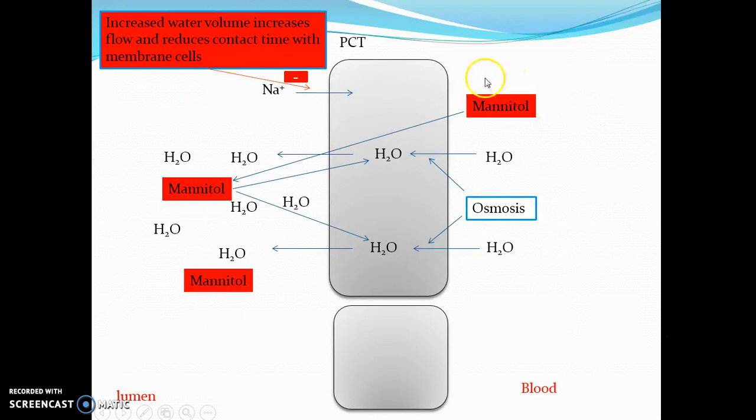So, this is the figure showing the mechanism of action of osmotic diuretic. Mannitol is an example. When it is given, it will pass from the blood to the lumen. And because it increases the osmotic pressure over here, it will cause the drainage of water from blood to the lumen, from lower concentration to higher concentration. Because of osmotic activity, this transportation occurs, and that is known as osmosis, and that causes increased fluid over here, and then more fluid will be excreted out.